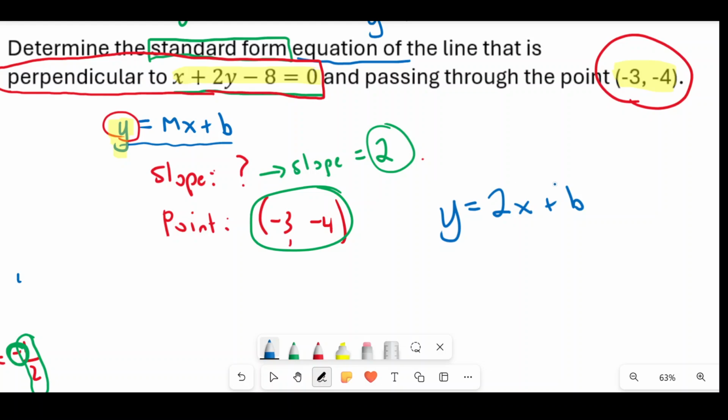And now I need to find the y-intercept, which is the b. This point is not a y-intercept. Remember, a y-intercept would have a 0 at the beginning and then whatever afterwards. That's not a y-intercept. That's okay. What it is is an x and a y value that I can use here in my equation. So if I let x be -3 and y be -4, then I can algebraically find the value of b. So I'm substituting in the value of y, which was -4, and the value of x, which was -3. And now the only unknown is b, so I can solve for b.